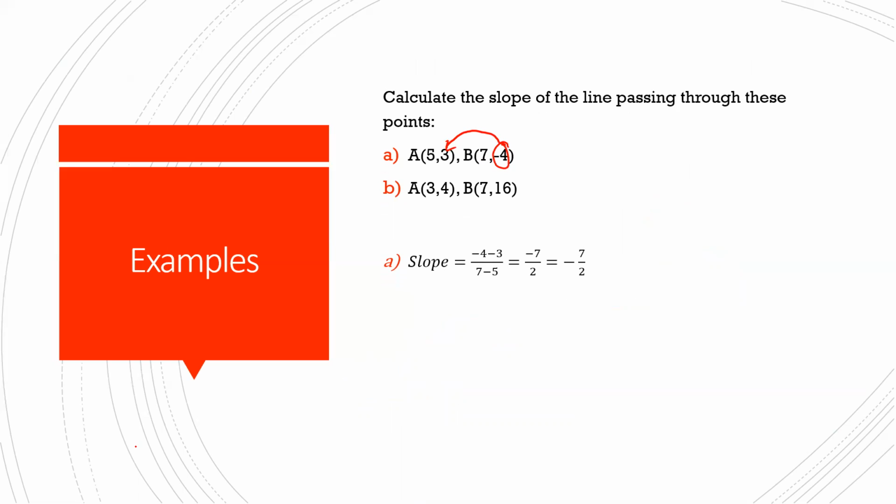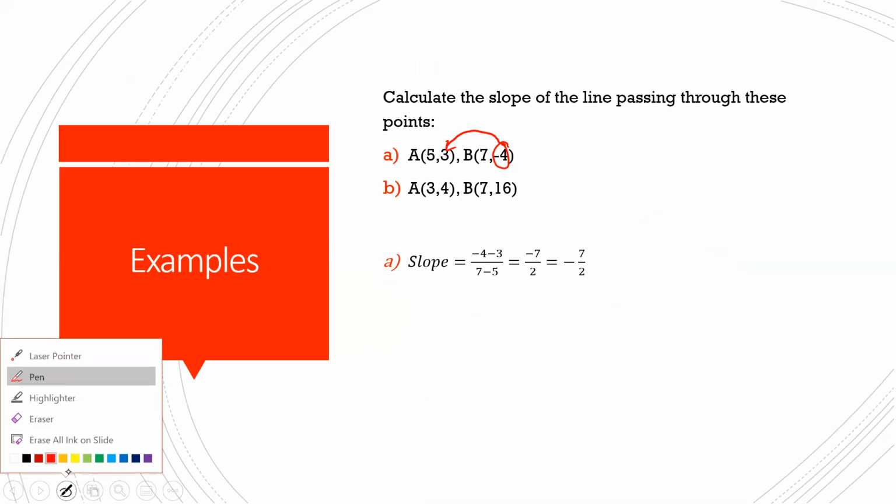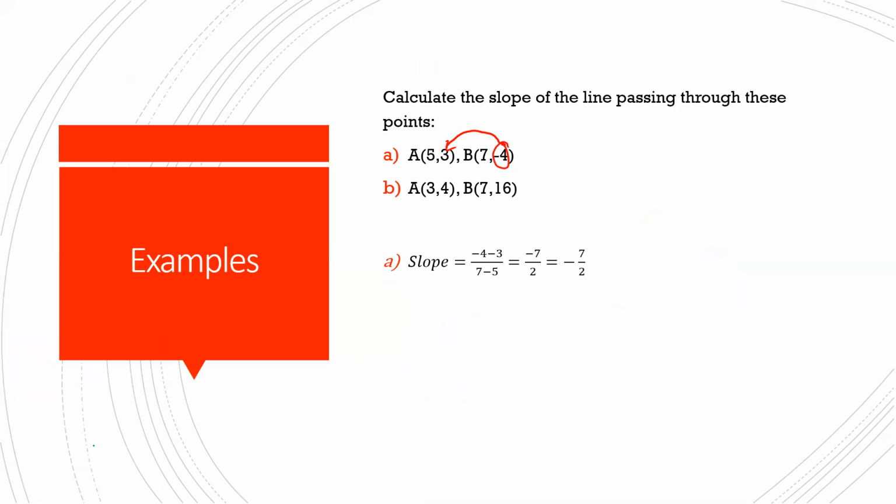And again, consistency is really important. People always ask, could you go 3 minus -4? Absolutely, nothing wrong with that. But if I decide to go 3 minus -4, I have to do the same for 5 and 7. I tend to always take the second set of coordinates minus the first set of coordinates. That's the way I like to do it. So -4 minus 3 is going to give me -7.